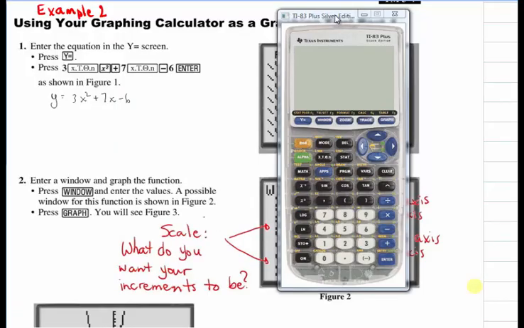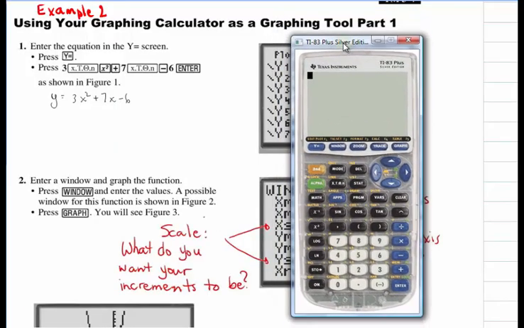In this next video clip, we're going to be taking a look at how to use your TI-83 or 84 as a graphing tool. This will be example number 2 from your 3.2 notes. The equation that we're going to be entering is y equals 3x squared plus 7x minus 6.